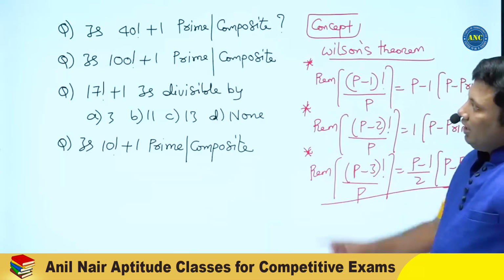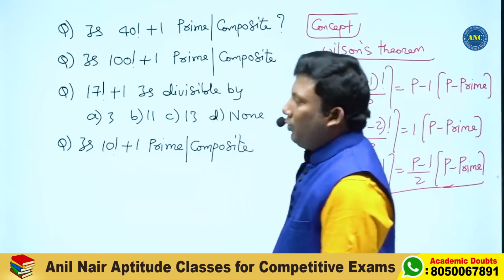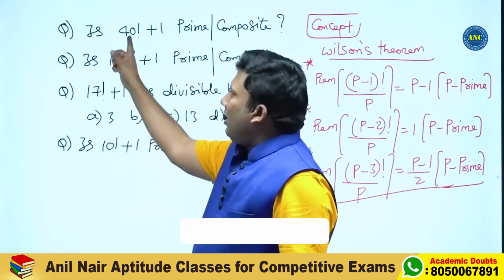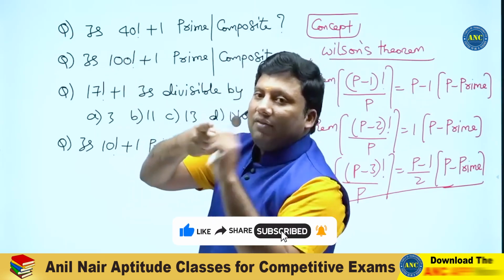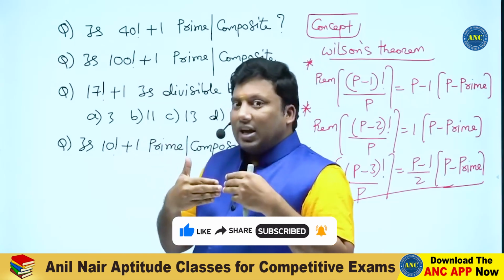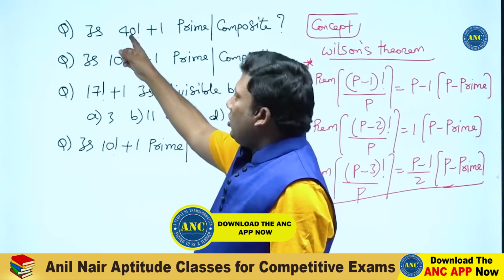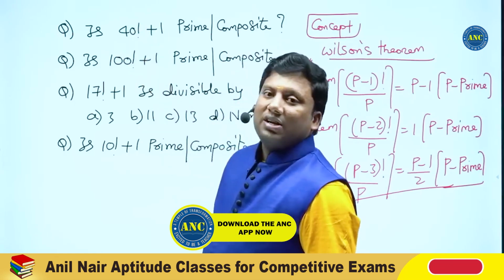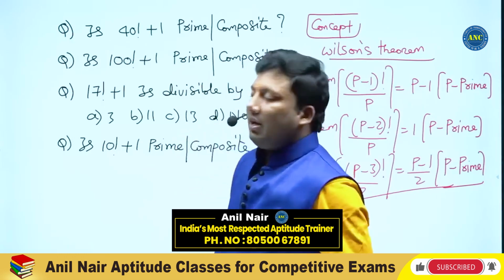Now see here: is 40 factorial plus 1 prime or composite? 40 factorial is divisible by 2, divisible by 3, and so on, because 40 factorial is the product of all natural numbers from 1 to 40. So these are divisible, 1 is not divisible. So you have to find a prime number greater than 40.